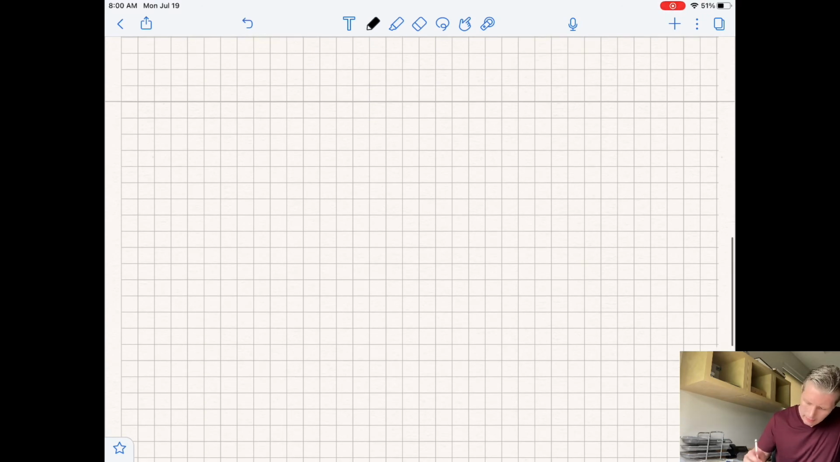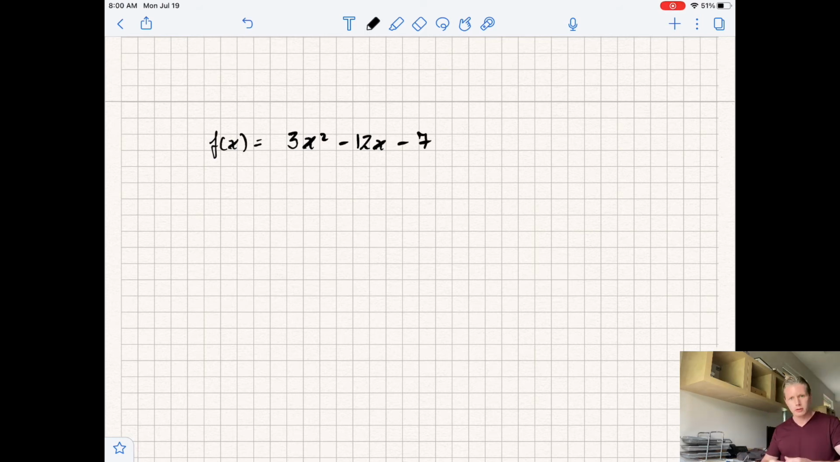This time I have f of x equals 3x squared minus 12x minus 7. All right, that's my function. Something just a little different this time. We notice that I don't have a leading coefficient of 1. The coefficient of my x squared term is not 1. In this case it happens to be 3.